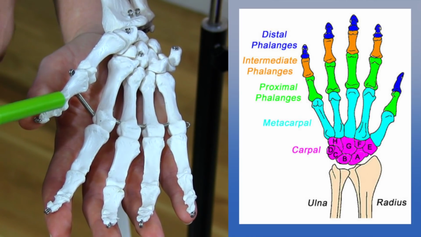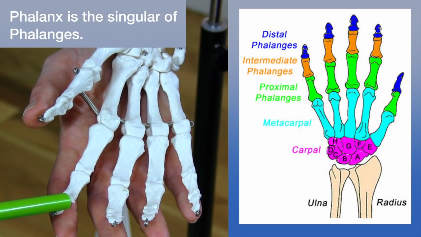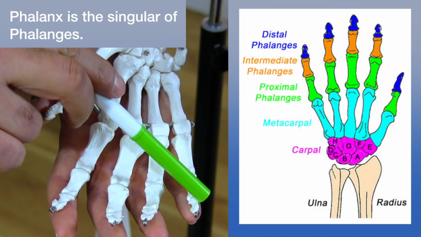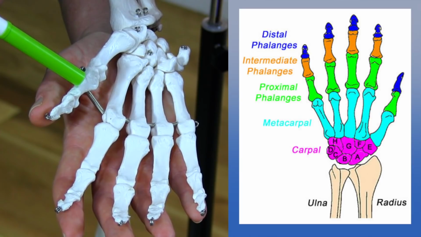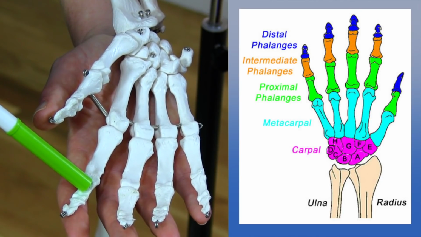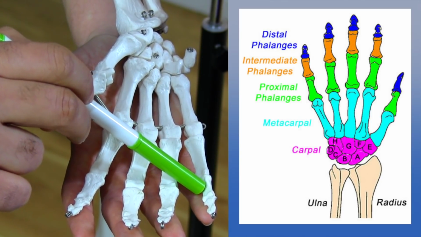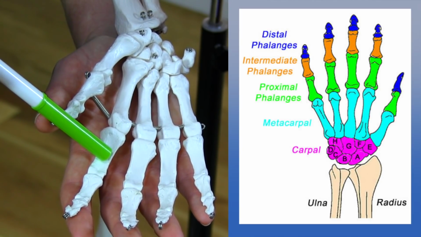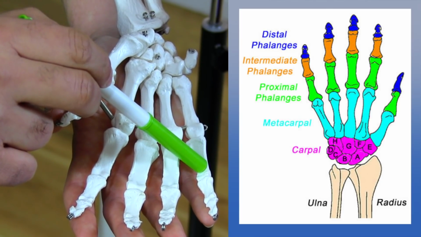So starting out with the thumb, here we have the first distal phalanx, the second distal phalanx, third distal phalanx, fourth distal phalanx, and the fifth distal phalanx. Now, the thumb is the only one that does not have a middle phalanx. It has a proximal and a distal. So moving to the second finger, we have the second middle phalanx, the third middle phalanx, fourth middle phalanx, and fifth middle phalanx. And then moving back to the thumb, we have the first proximal phalanx, second proximal phalanx, third proximal phalanx, fourth proximal phalanx, and the fifth proximal phalanx.